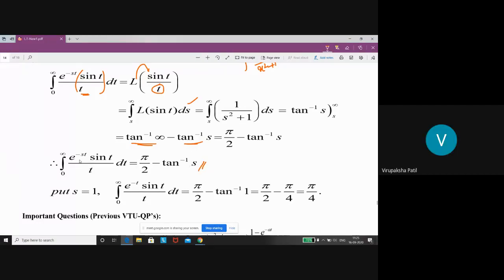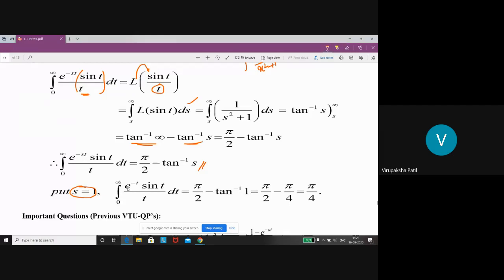No, sir. What happens? Everything is present, but in place of s, we don't want this s here. It is a different value there. So to make this e to the power minus t, wherever s is there, on both the sides just put s is equal to 1. If you put s is equal to 1, what you will get?